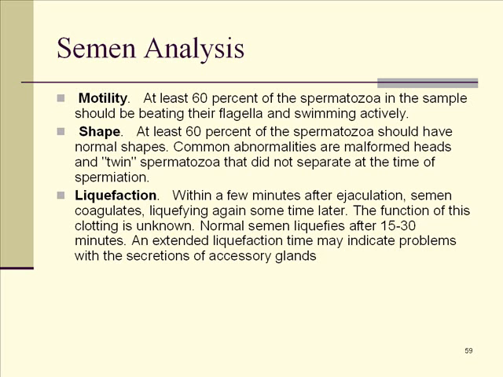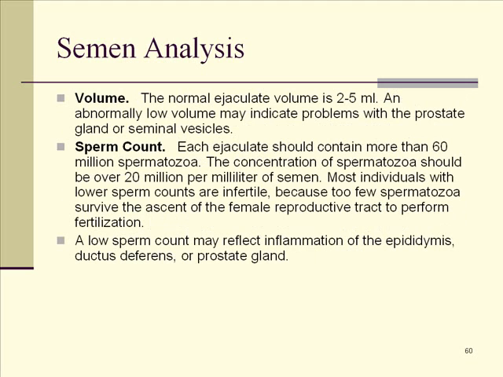The other thing is the shape. 60% of the spermatozoa should have normal shape. Common abnormalities such as a malformed head, or twinned spermatozoa which do not separate, would be a factor as well. So 60% have to have normal characteristics. And then liquefaction, which is basically the work of fibrinolysin: within a few minutes of the ejaculation, the semen coagulates, then liquefies again sometime later. Normal semen liquefies in about 15 to 30 minutes. An extended liquefaction time actually indicates a problem in the secretion of some of the accessory glands. So those characteristics must be intact for normal sperm to be able to fertilize the female egg.